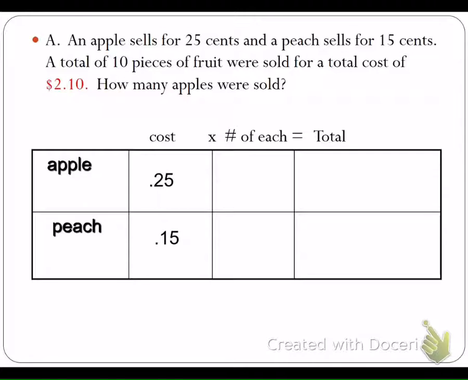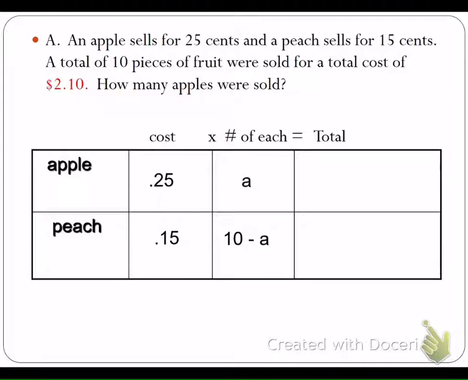Now, do I know the number of either one? No. So that's when I look at where I am going with this. I'm trying to find the number of apples. So if I make apples A, it saves me a little bit of work at the end of the problem. What do I know about peaches in relationship to that A? There's 10 total pieces of fruit. 10 minus A. Good.